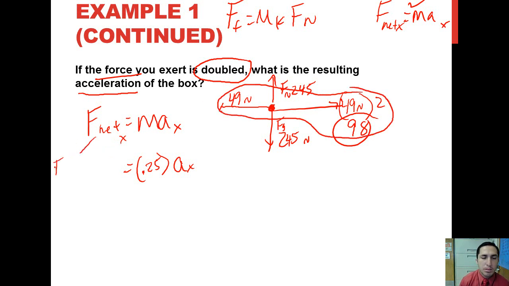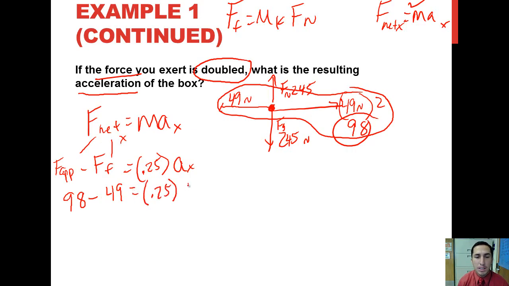So you break it up. You've got your force applied. Subtract your friction force because they're going in opposite directions. Your force applied is 98. Your friction force is 49. And I'm keeping this other side of the equation the exact same as it was. 98 subtract 49. Type it in the calculator. You get 49 is equal to 0.25 times the acceleration in the X direction.